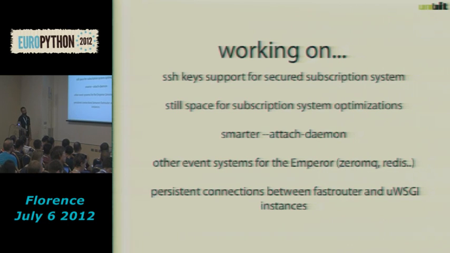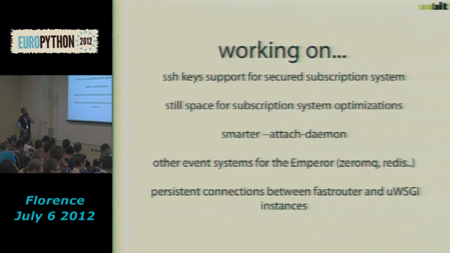What I'm working on for the uWSGI project: a lot of users told me RSA is the most evil thing in the world. But thanks to GitHub, all of us know how to create SSH keys. So I will try to add support for SSH keys for the secure subscription system. There is still room for optimization in the subscription system. Its key-value store can still be optimized a lot, especially the weighted round-robin algorithm. Currently, it's big O(n), so it's not good. But I think in a couple of days we'll release a patch for it.